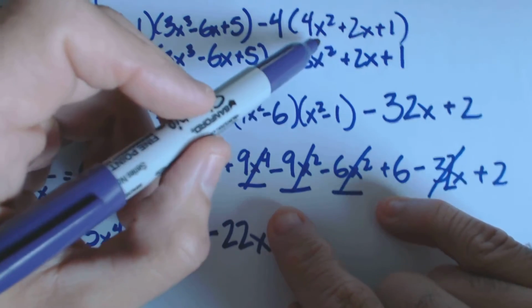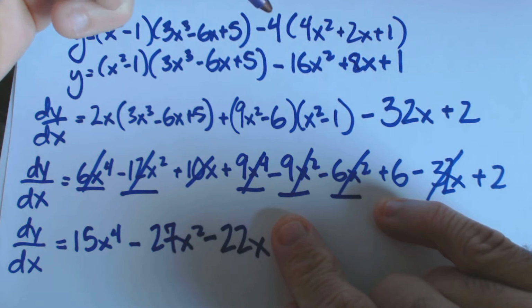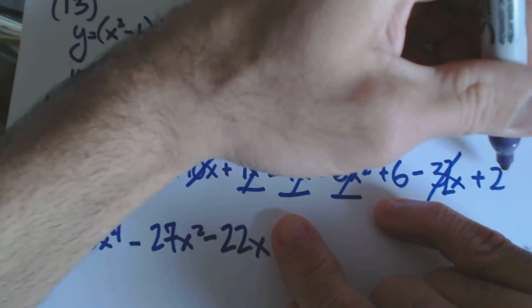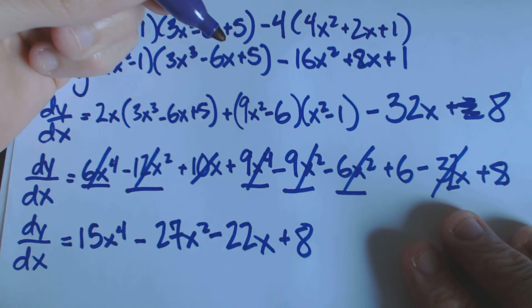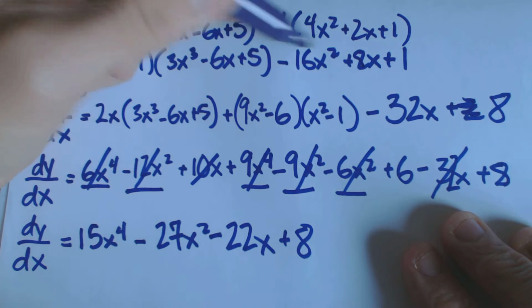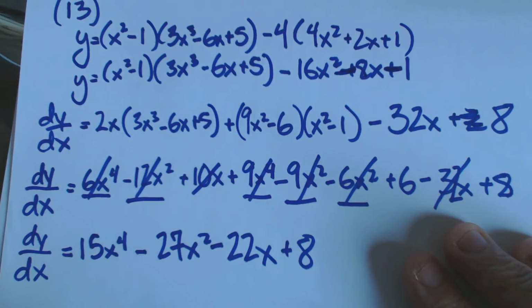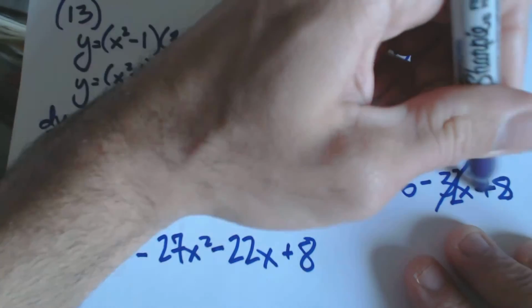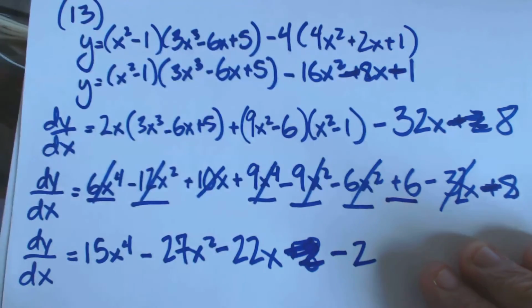So up here, when I multiplied through 4 times 2x, that should have been 8x. So then the derivative of 8x is 8. So plus 8 over here. But we're subtracting these terms. So minus 16x squared minus 8x minus 1 up here. And then minus 32x minus 8. So we have a negative 8 here. We have a positive 6 there. So it's minus 2 down there.